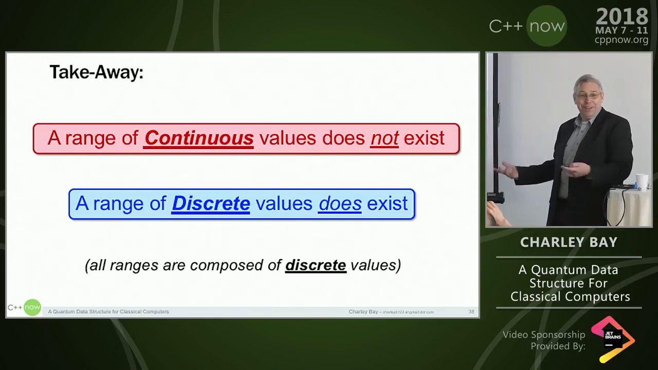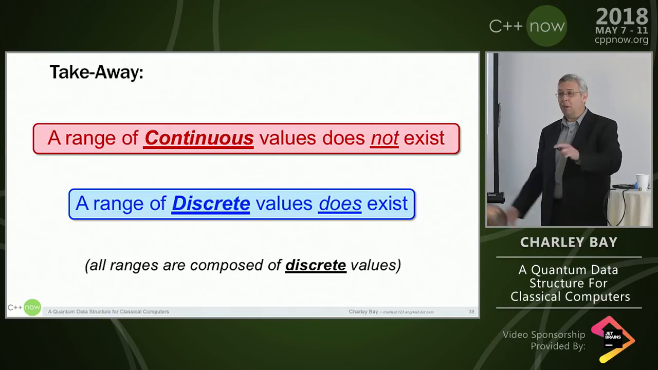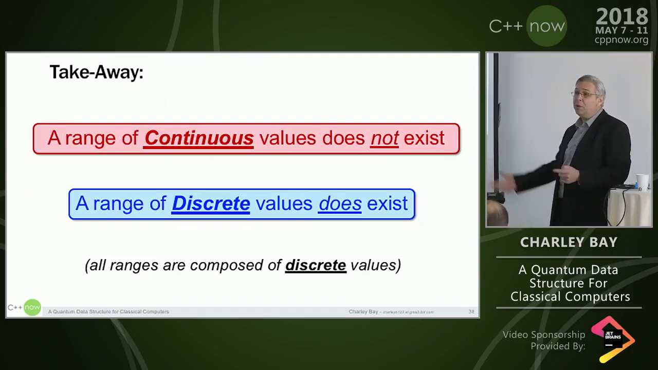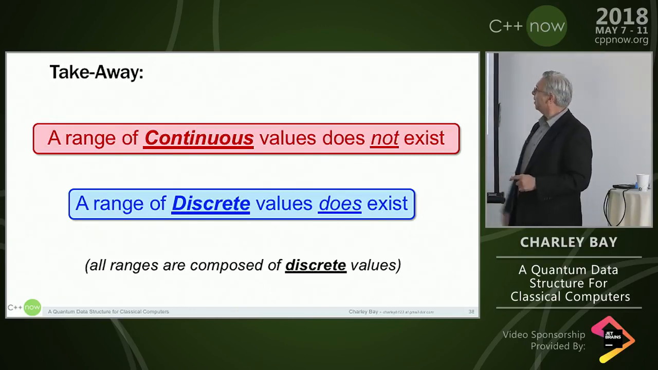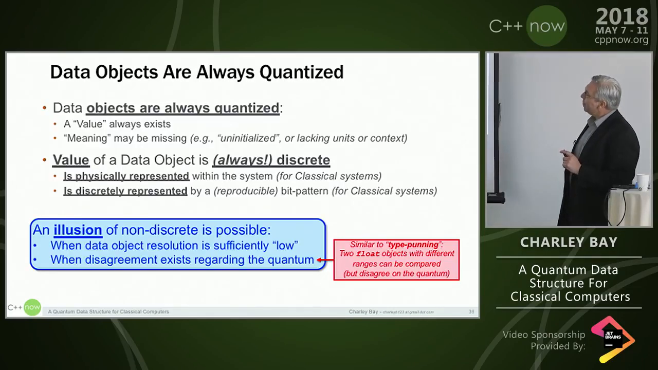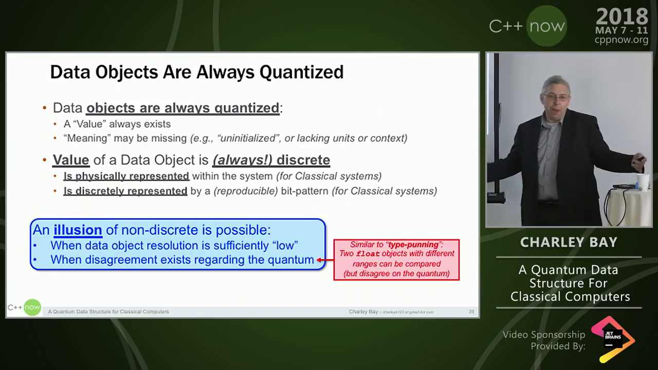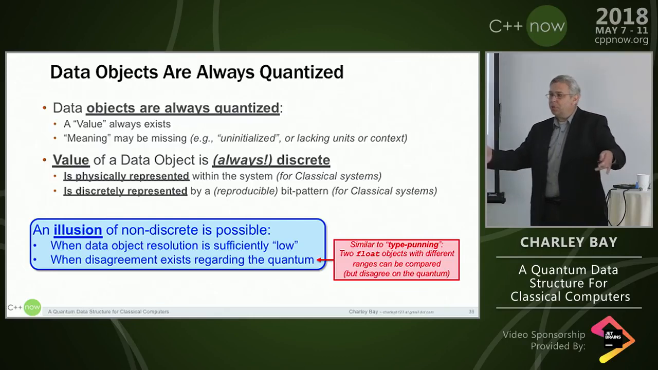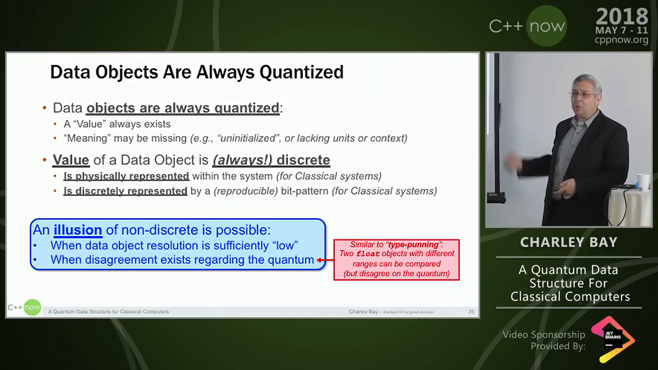Well, we have floats, we have ints, they work, we kind of have agreement on them. So all ranges are composed of discrete values. This is why quantum computing is no big deal for software, but blows the minds of a lot of other people. We deal with floats, we've suffered for decades, that's like pre-training. You're on board, you're ready to go. Data objects are always quantized, especially in a classical system, because you're sitting on discrete bit patterns, right? There's a representable set of state that we've bounded, represented in a well-defined way in our classical systems. So the value is always going to be discrete.